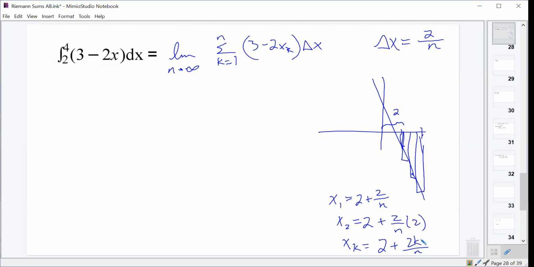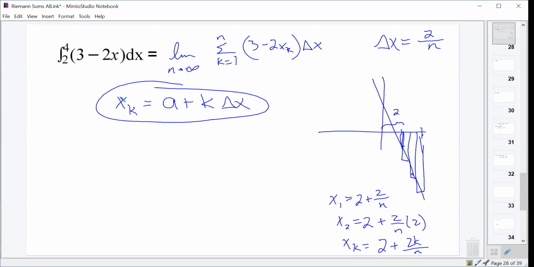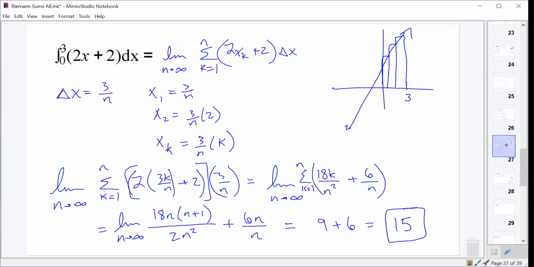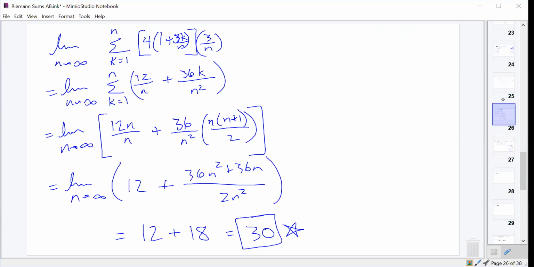And I'm going to give you this formula now. X sub k should always equal your a value, so how far away from the origin you are, plus k times delta x. And we'll note, if we go back to think about the other ones, here a was 0.